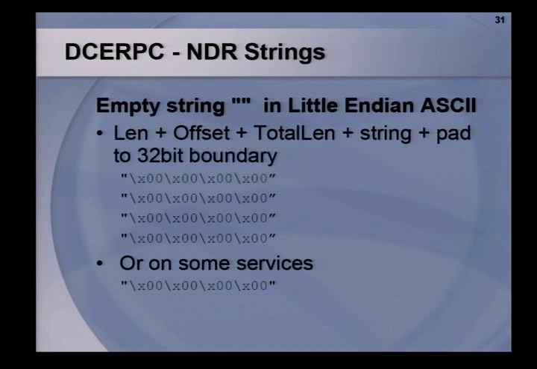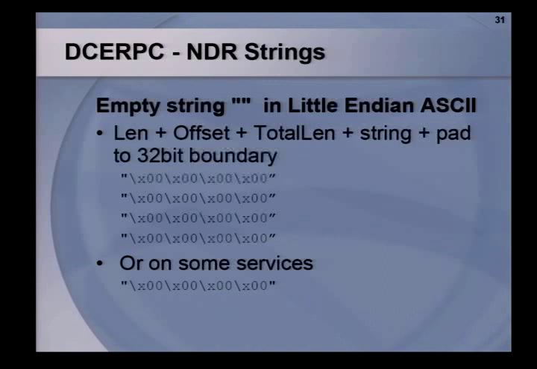One of the other interesting issues is how you handle sending the empty string, if you're going to send a null. Normally the way you would think it would work is you send a length of 0, then an offset of 0, the total length of 0, and then the string of 0. If your string is nothing, then to pad it out to the 32-bit boundary you need 4 bytes of null. A number of the services implement sending null strings this way.